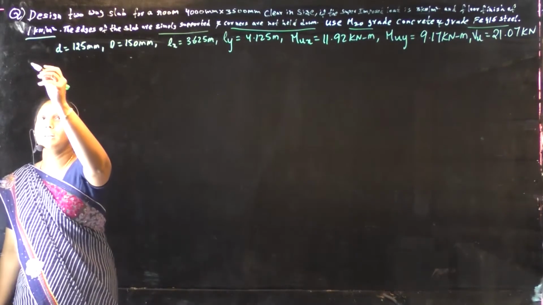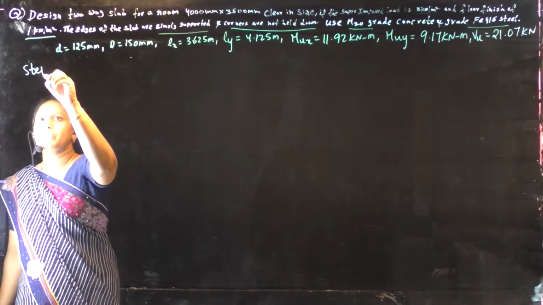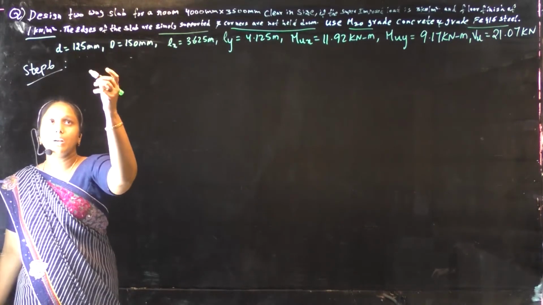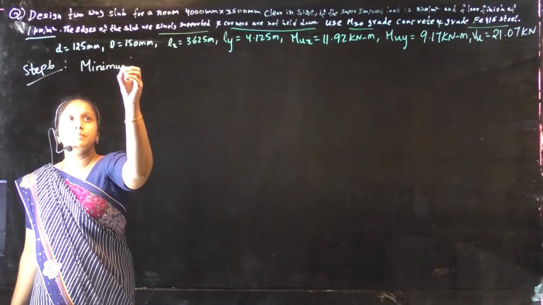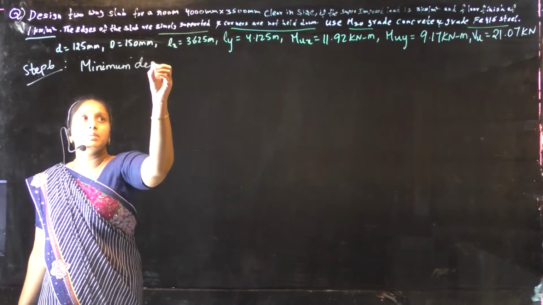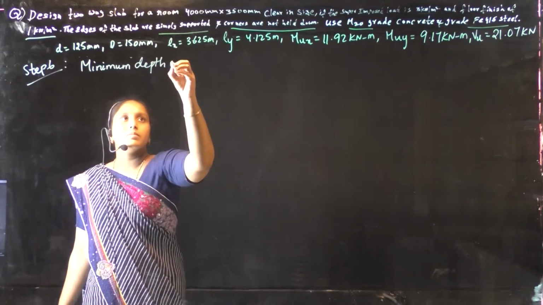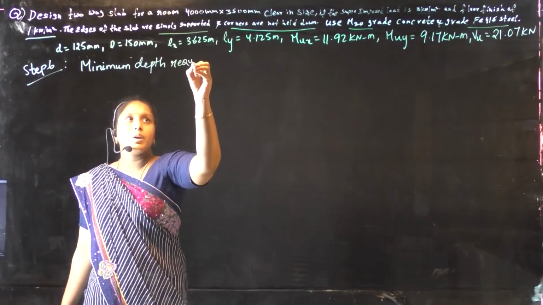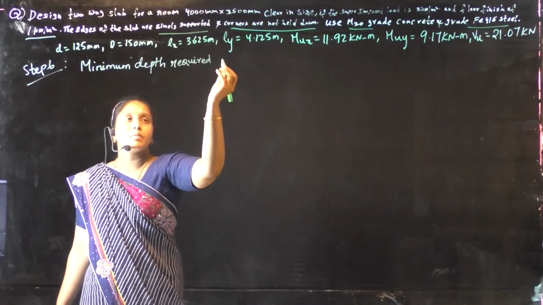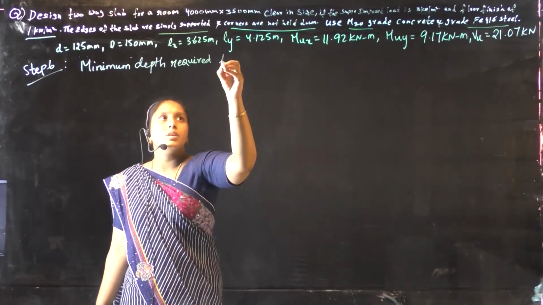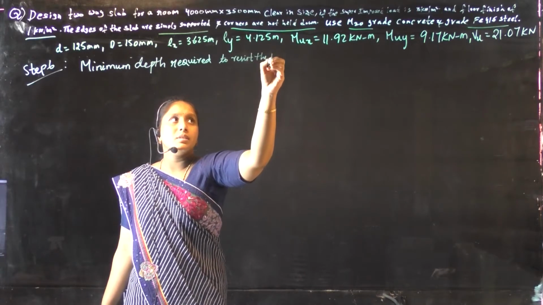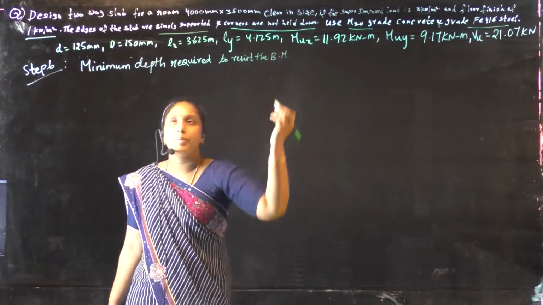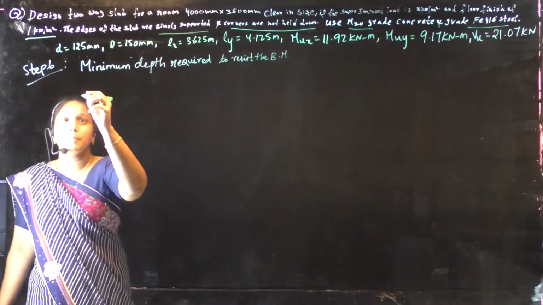Now step 6 is to calculate the minimum depth required to resist the bending moment. So how will we calculate this?